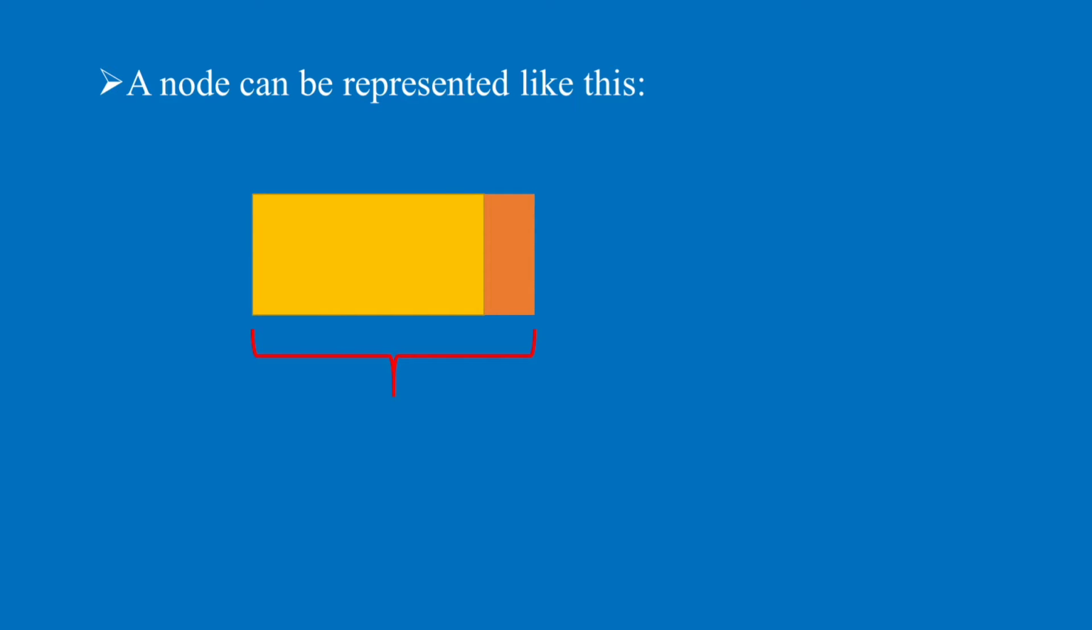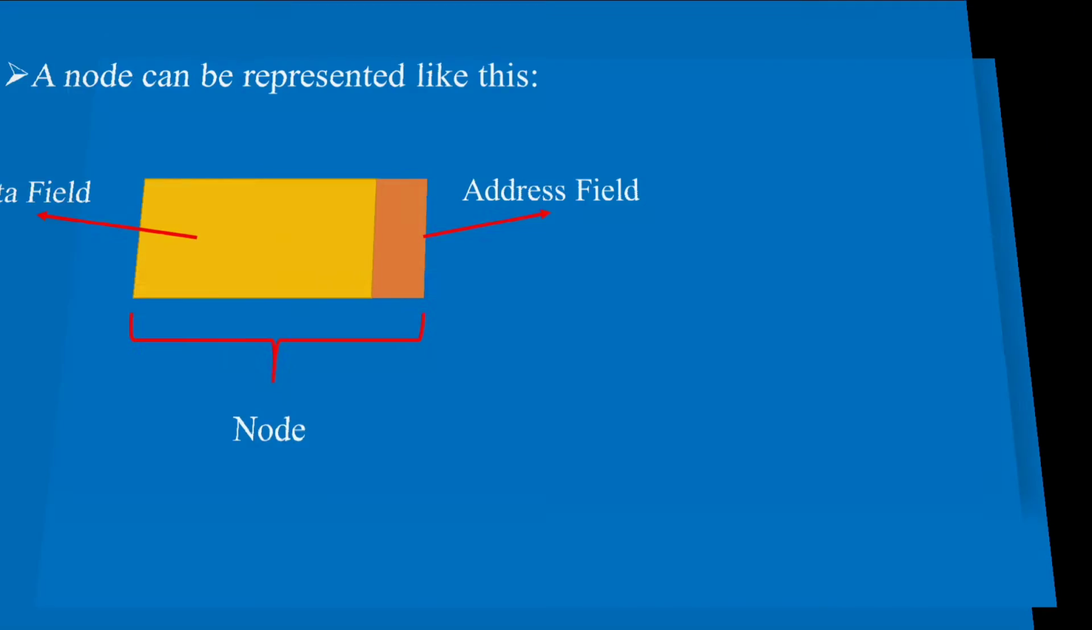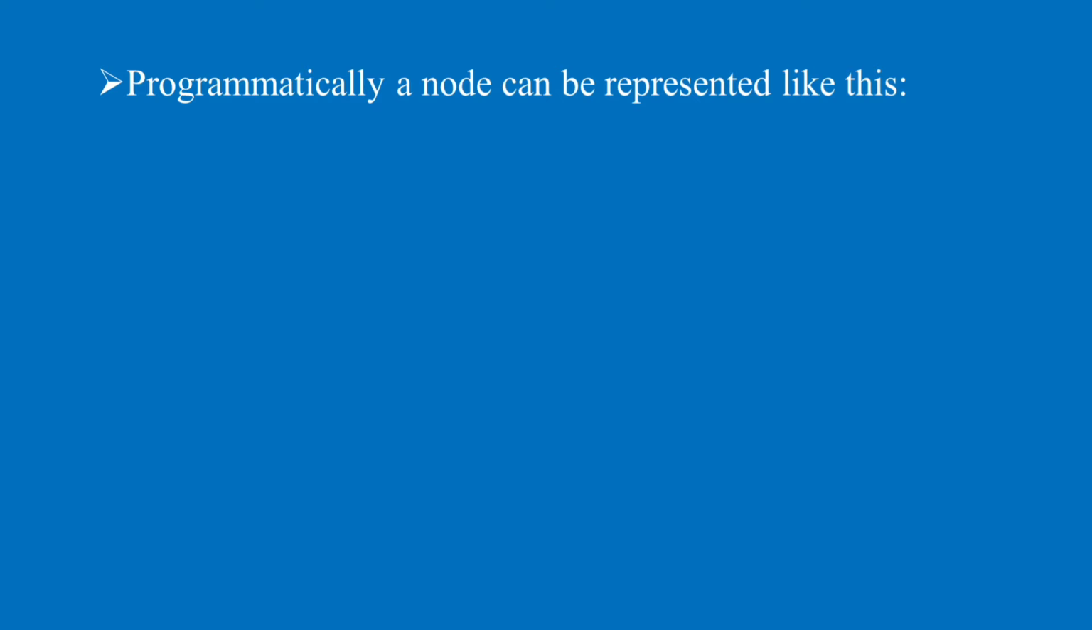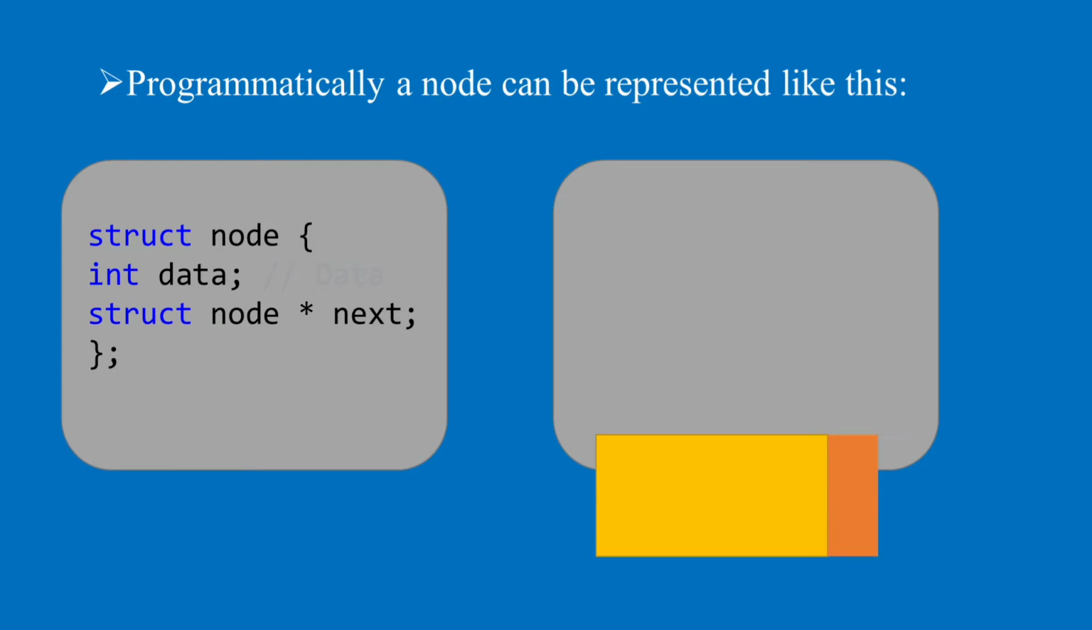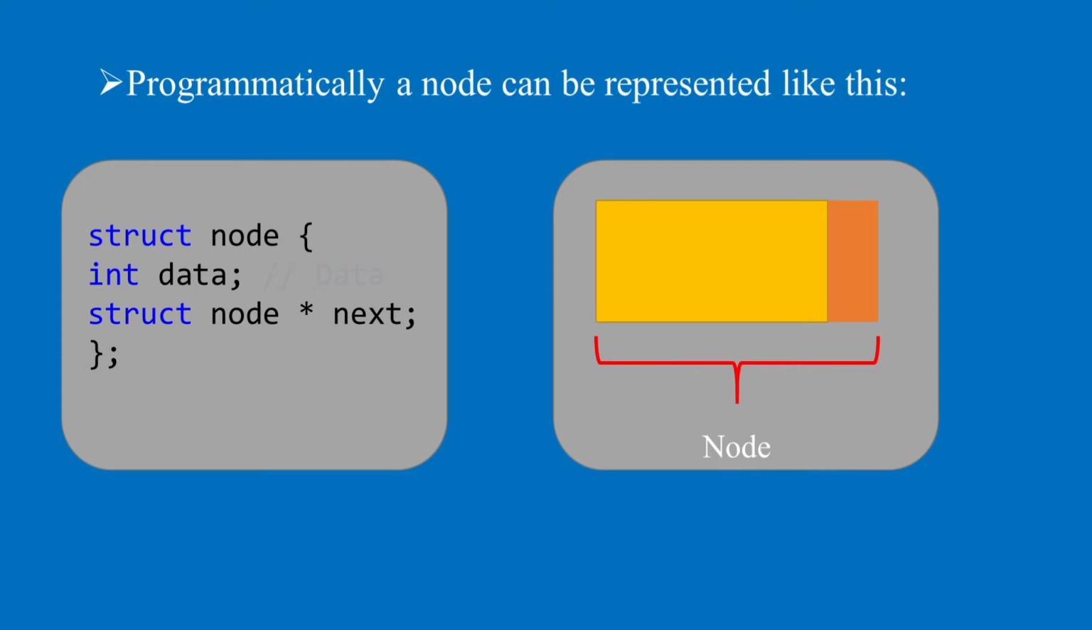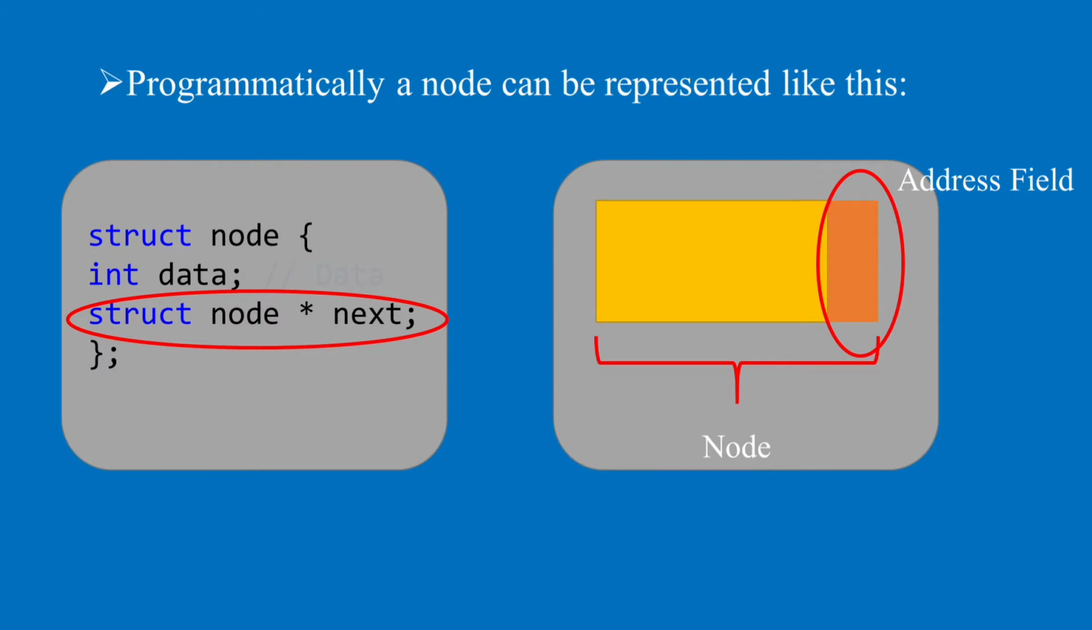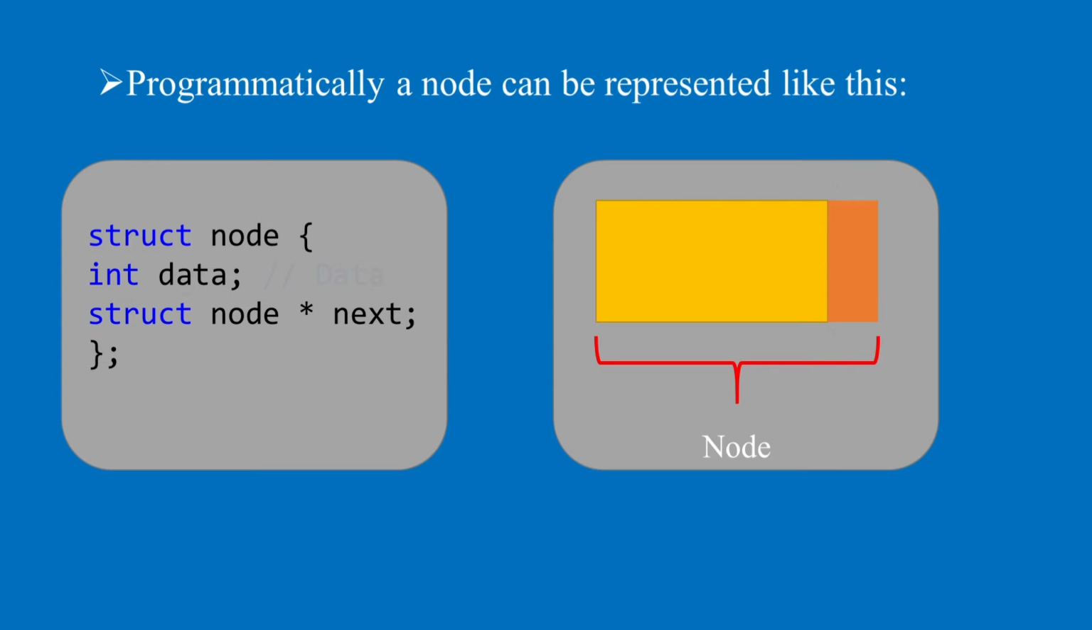A node can be represented like this. Here, the data field is represented by yellow color and the address field is represented on the right side. Programmatically, a node can be represented like this: struct node, int data, struct node star next. The complete node can be represented graphically like this. Here, int data represents the data field, and struct node asterisk next represents the address field.